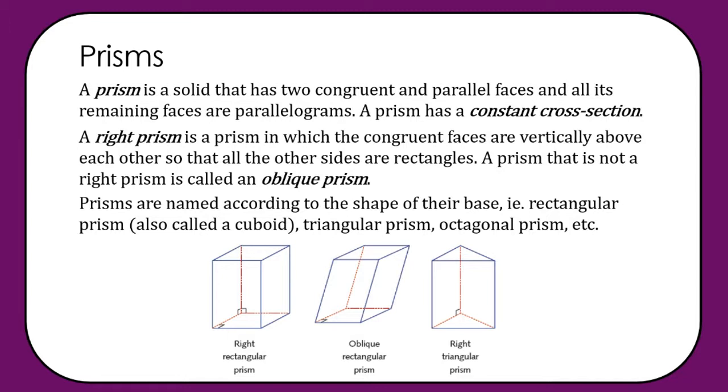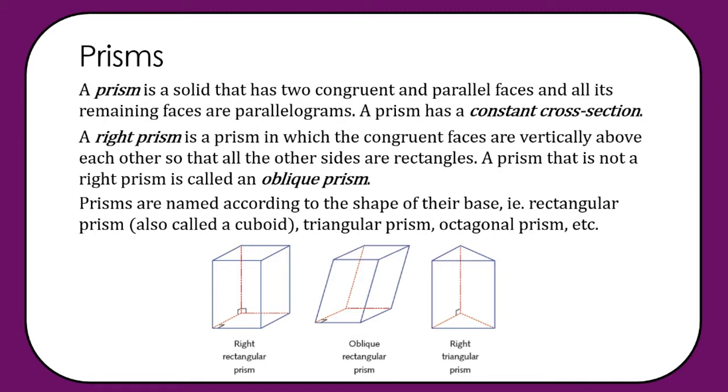So every other side is a parallelogram, bearing in mind that a rectangle is a specific case of a parallelogram. A parallelogram is just a quadrilateral in which the opposite sides are parallel, and that's true for a rectangle. But generally speaking, they don't have to be rectangles. If you look at the examples on the bottom here, we have a right rectangular prism, where the other sides are rectangles, and an oblique rectangular prism, where the other sides are parallelograms. Both of these are prisms.